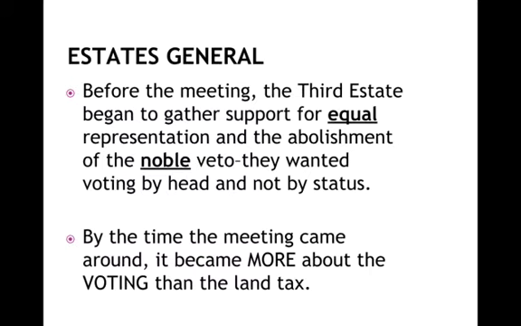Now, before the Estates General meeting, the members of the third estate, so your commoners, your non-nobility, your non-church, began to gather support for equal representation in the government, so that there was not going to be any more opportunity for a 2-1 vote. And they also wanted to get rid of that noble veto.